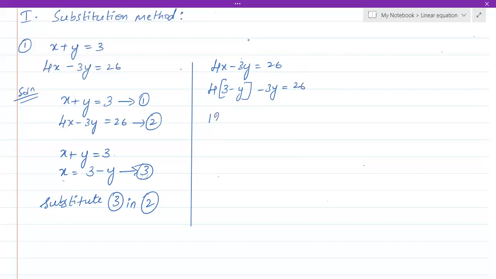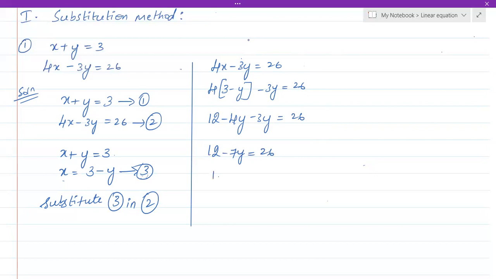So 4 into 3 is 12. Multiply 4 into 3, 12. Minus 4 into y is 4y. Minus 3y equal to 26. So 12 minus 4y minus 3y will become minus 7y equal to 26.